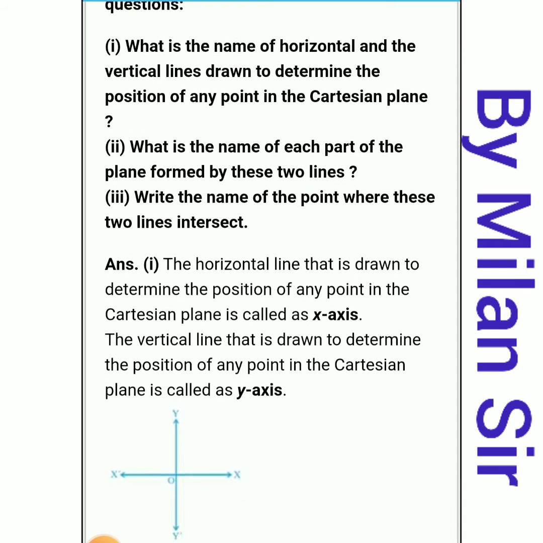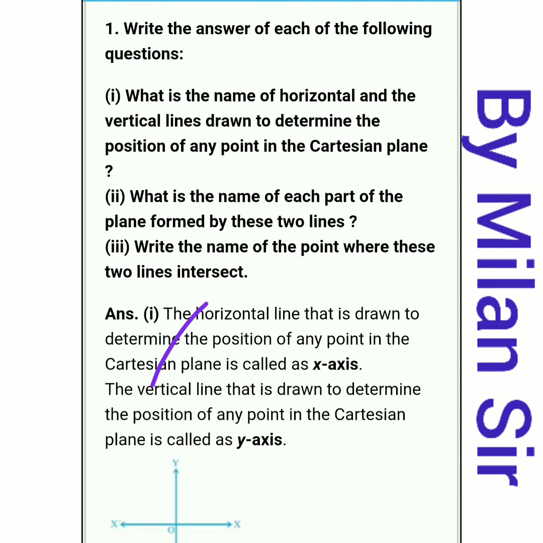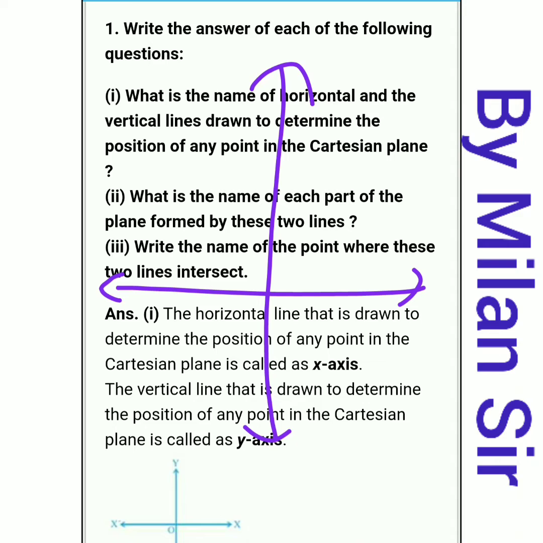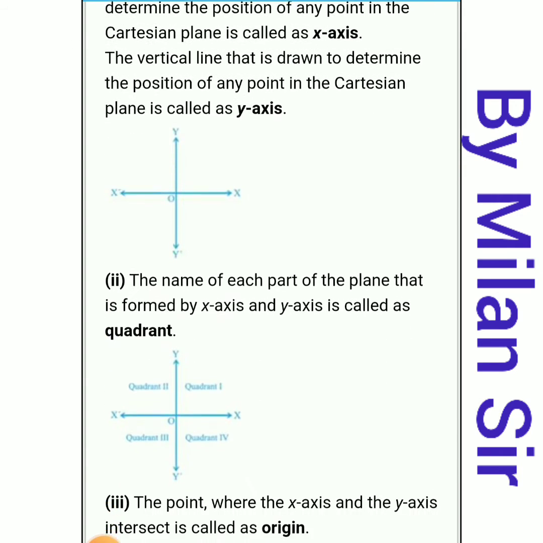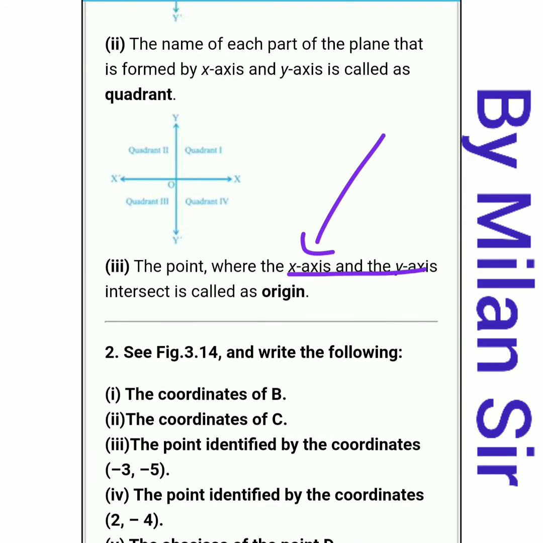Then question number 3. Write the name of the point where these two lines intersect. These two lines, that means the horizontal line and the vertical line. The name of the intersection point, that means this point, is our origin, right? The coordinate of origin is 0, 0. So the point where the x-axis and y-axis intersect is called the origin.